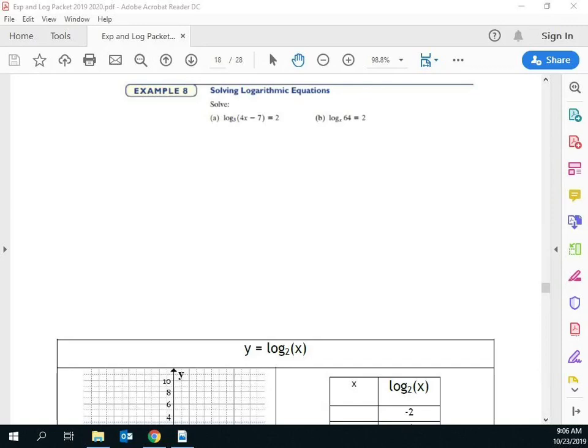However, there is only a log on one side. So what we have to do is get rid of that log function in order to make this work, because the argument of the log contains the variable. We can't solve this until we do something different than just regular algebra, okay? So in last class we talked about how you convert out of a log function and into exponential.